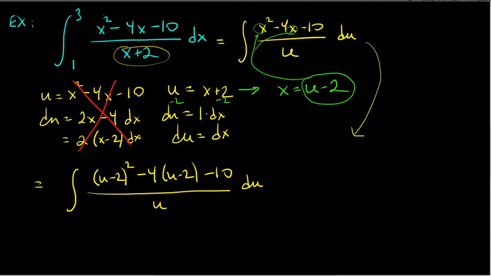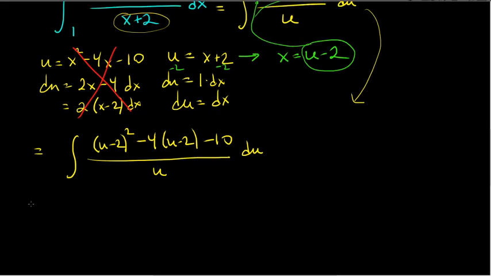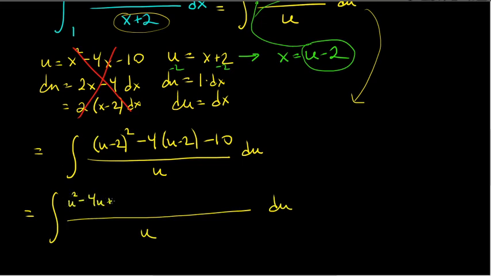True, right? But we changed everything to u. Let's see what happens if we multiply out the numerator now, right? So again, a lot of algebra here, but let's multiply this out and see what we get. We should get, again, everything all over u. We still get du, but this becomes u squared minus 4u plus 4, right? When you FOIL that out.